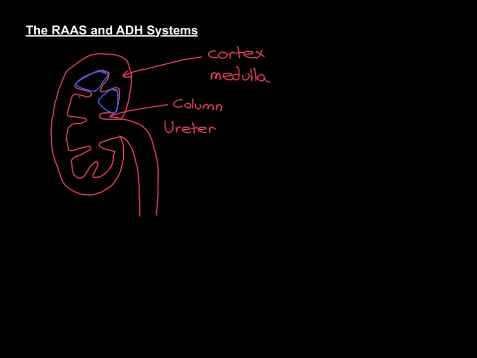So these blue structures that are in between the renal columns, these are renal pyramids. Renal pyramids have another name that you may well see used, which is to call them the renal papillae, but we're going to use the term renal pyramids for most of this video. So in blue, though, those are the renal pyramids.